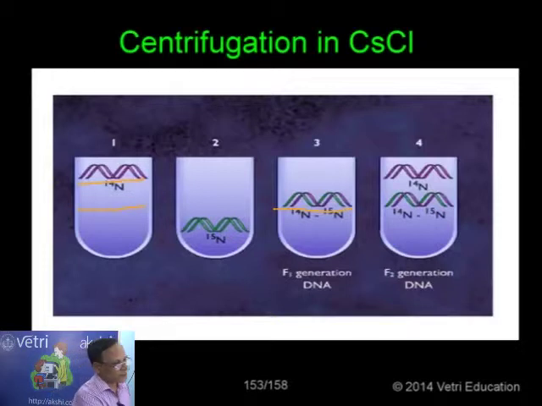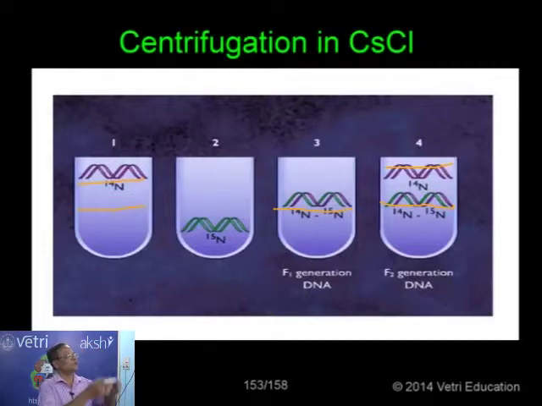And then after the second generation, we have 50-50 probability. 50% of the DNA is hybrid and settles here, and 50% is in the level above, that is nothing but the low density level. This is the intermediate density level, and this is what is called the high density level.